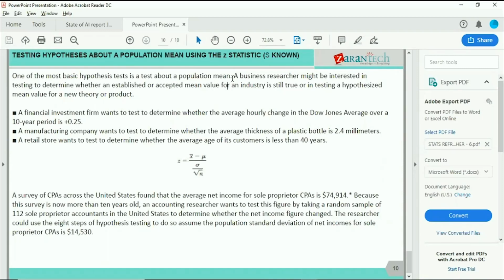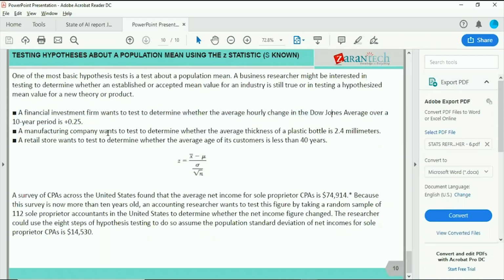Now suppose a business researcher might be interested in testing to determine whether an established or accepted mean value for an industry is still true, or in testing a hypothesized mean value for a new theory or product. Correct? Now let's take an example. A financial investment firm wants to test to determine whether the average hourly change in the Dow Jones average over a 10-year period is 0.25 or not. This is one question where we used average.